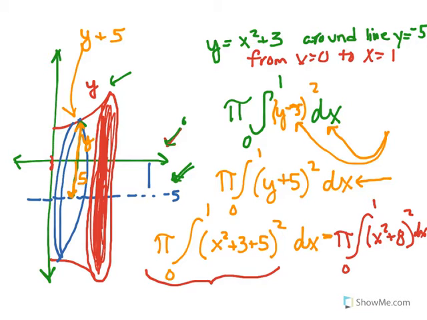That one was where the curve was below the x-axis. Well, watch what happens when the curve is above the x-axis. We're going to set up almost the same problem. We're going to set up y equals x squared plus 3, and we're going to wrap it around the line y equals 1, and we're going to go from x equals 0 to x equals 1.